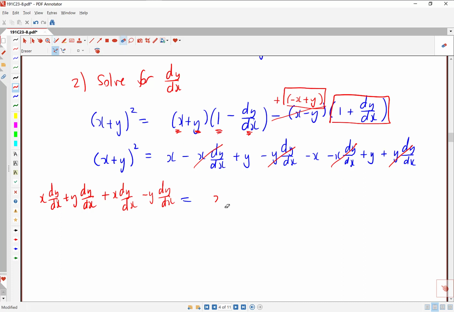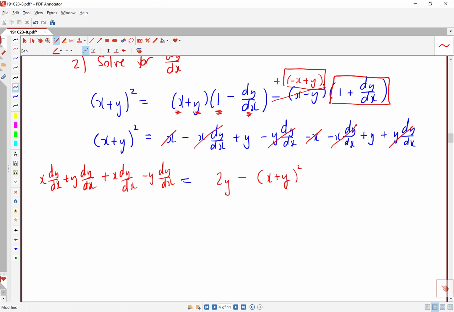Okay, and then on the right side, we've got a little bit of cancellation, don't we? So the x and the minus x cancel. Okay, and we've got a y plus a y, so let's call that 2y. And then we'll bring this square over. Okay, so we've got 2y minus the square of x plus y. Okay, that doesn't seem too bad. And yeah, just making sure that we've accounted for everything. So that looks good.